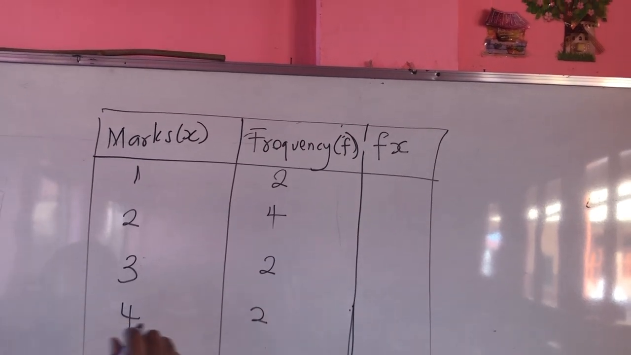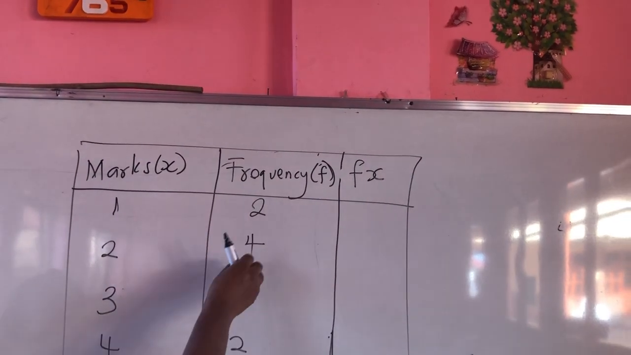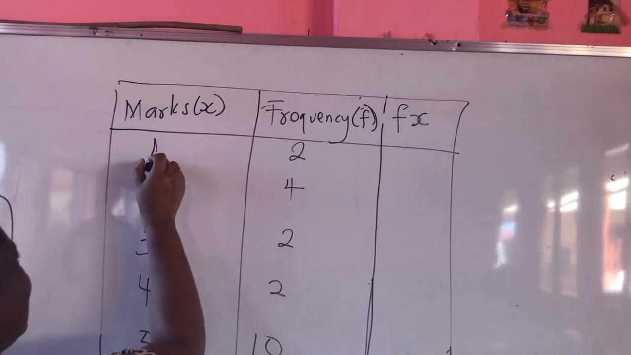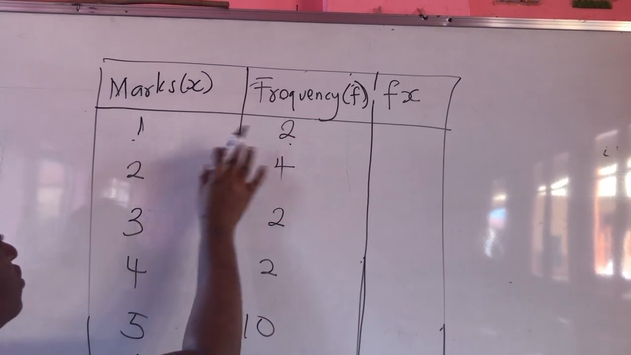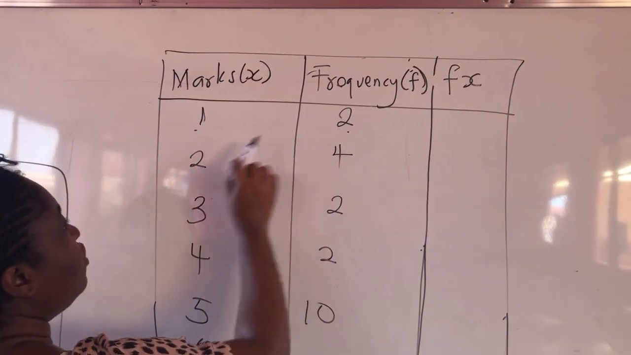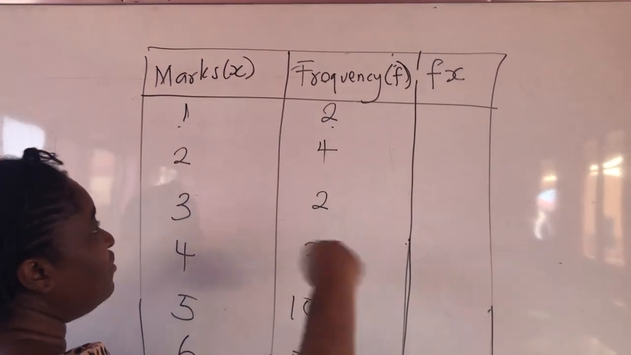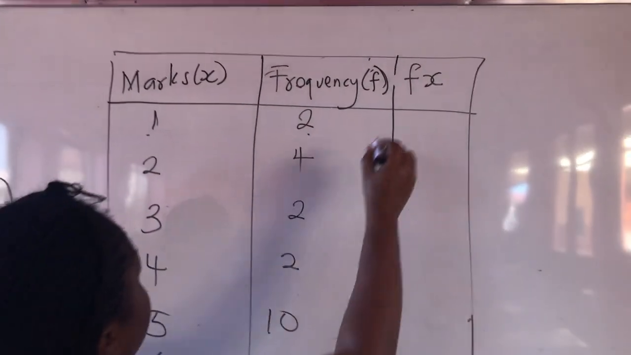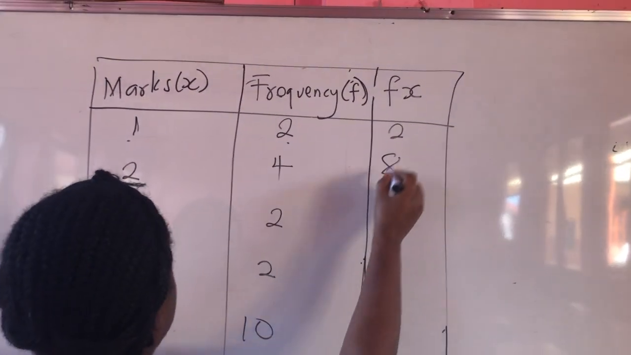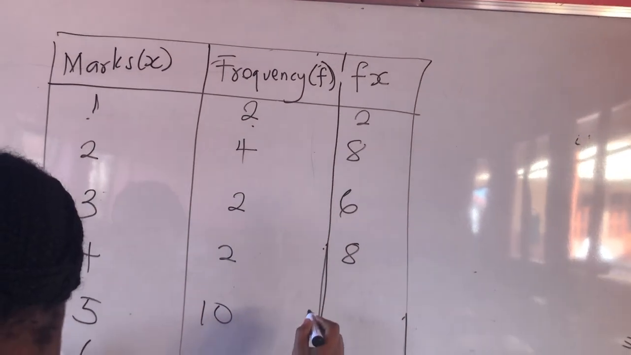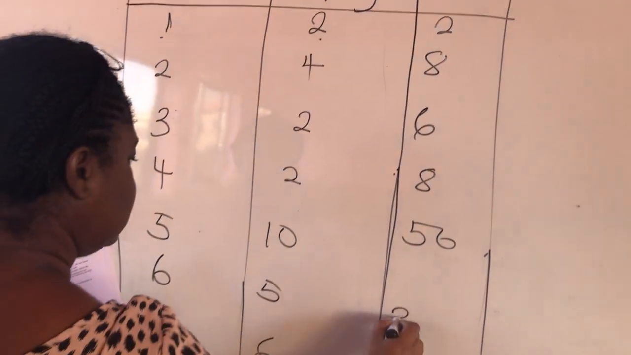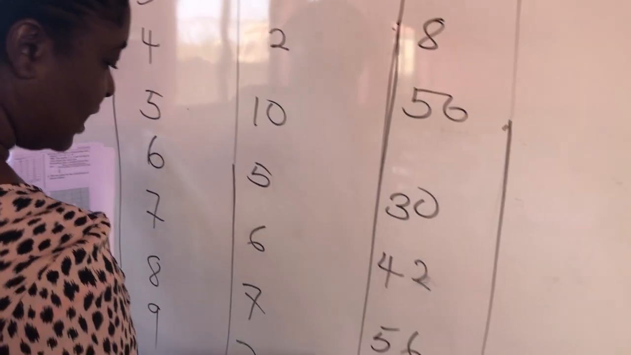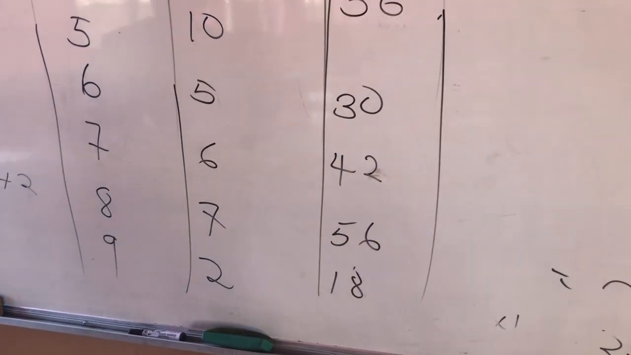Now we are finding the Fx. You know Fx means that you are multiplying the frequency and the mark. So you pick the mark and its frequency. You have to be careful when you are doing the multiplication. Sometimes you pick the 2 and you multiply with the 2 that is the frequency for another number. So when you are multiplying, watch out well. So you have 2, 4 times 2, 8. We have 6 here, we have 8 here, we have 50 here, we have 30 here, we have 42 here, we have 56, and the last one we have 18.